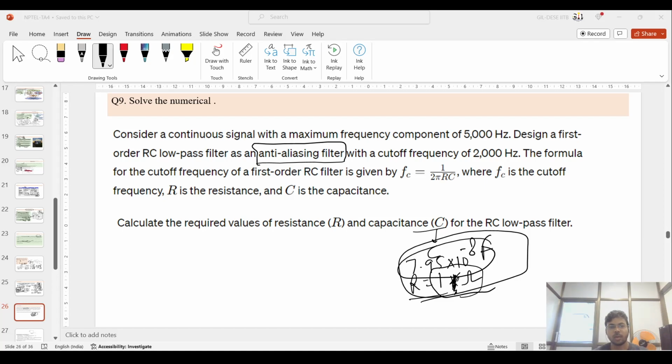Take your time, guys. I'm giving you 2 more minutes to solve this question because it's an important question. The theory part is also important, but the design criteria is also important.